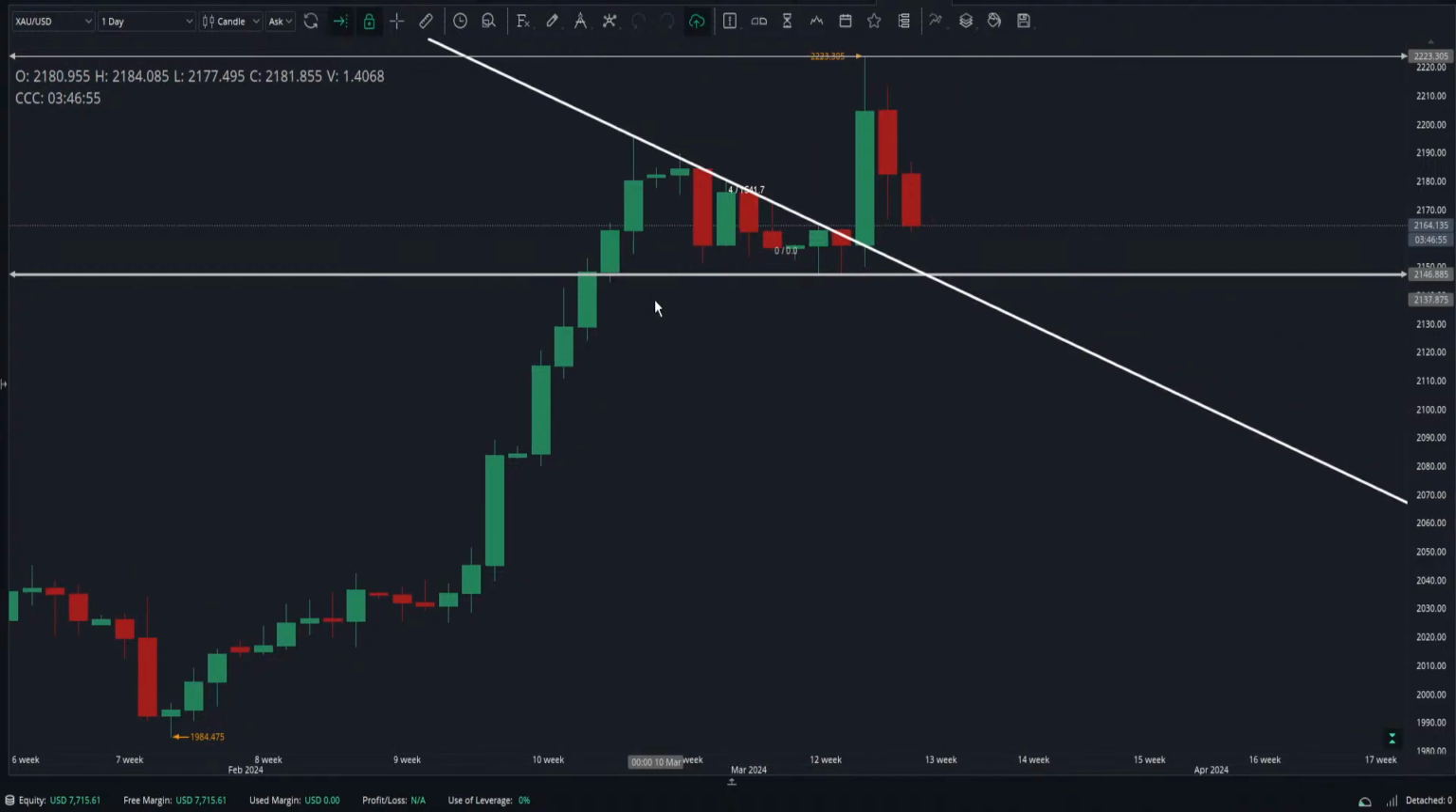Talking about gold, it has made a higher high, but the low that we are looking for is 2146. If the price breaks below 2146, then I will turn into a seller in gold in the coming days. Right now the resistance is at 2223 and the support is around 2146.